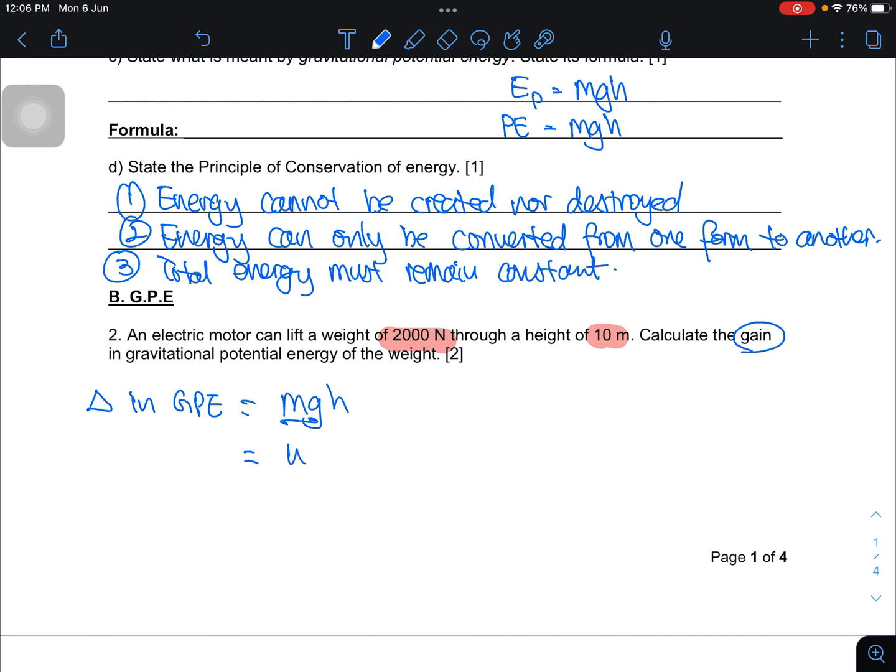mg is actually equal to the weight. So it's actually weight times height. 2000 multiplied by 10. So the answer is 20,000 joule.